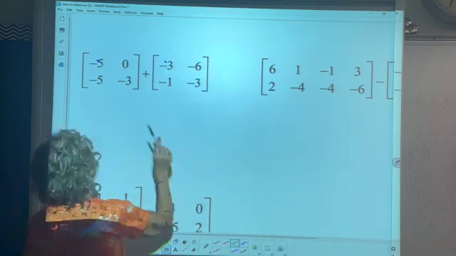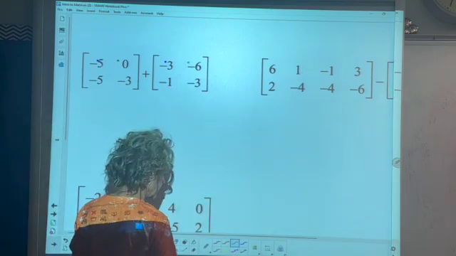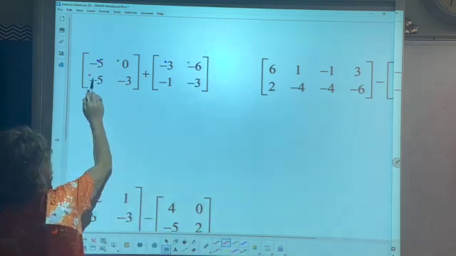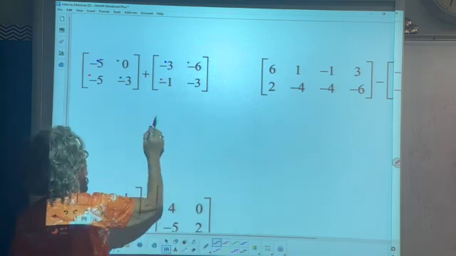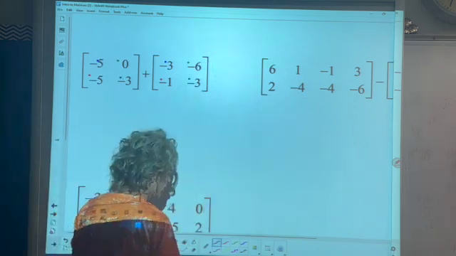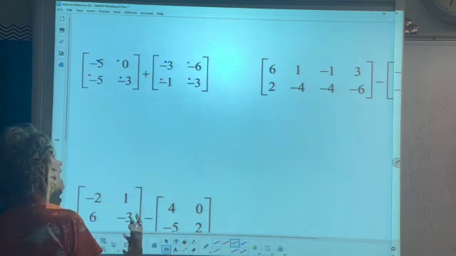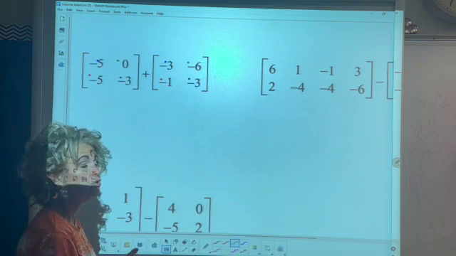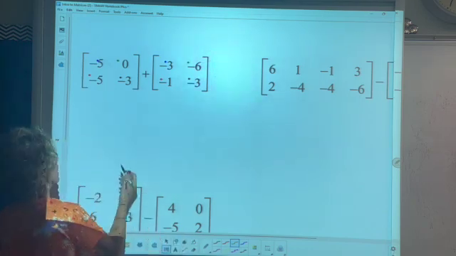So I literally take 5 plus a negative 3. I'm going to take 0 plus a negative 6. I'm going to take a negative 5 plus a negative 1. And last but not least, I will take a negative 3 plus a negative 3. I'm going to show all of that work. I don't necessarily have to, and I wouldn't ask you to do it all, but I do want you to be very cautious, very careful.